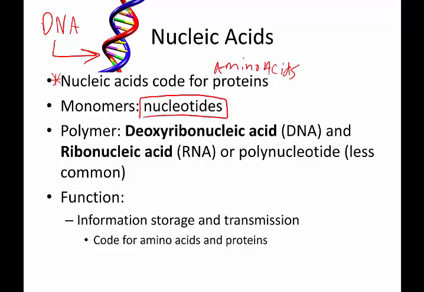You may actually hear me go between the two, so sometimes I'll say nucleic acids, sometimes I'll say nucleotides. But remember that nucleotides, more specifically, are the monomer of nucleic acids. The polymer, though, the linking together of many nucleotides, is called deoxyribonucleic acid, or DNA, and ribonucleic acid, or RNA. Sometimes you'll also see polynucleotide. Polynucleotide is a less common phrase. You probably won't see it very often, but know that polynucleotide refers either to DNA or RNA, so those are the colloquial terms that we use.